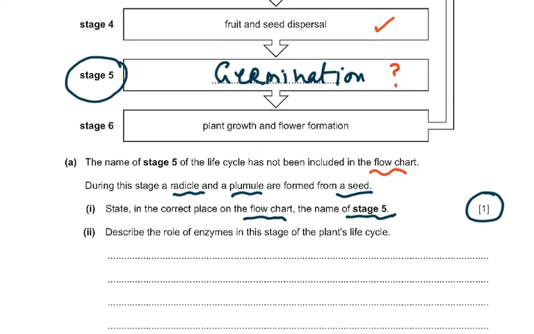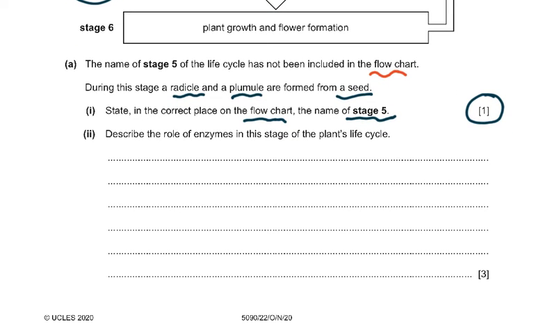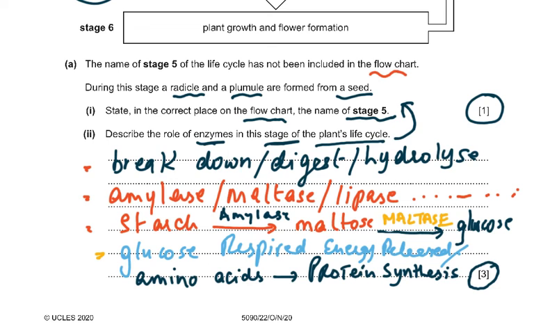Then it says describe the role of enzymes in the plant's life cycle. So that is now another 3 marks, and we will have to give the role of the enzymes in this stage, stage 5, which is the germination. Now, as you can see, the role of enzymes in the process of germination, we've done in great detail, is breaks down, or digests, or hydrolyzes. If I put a slash here, it means it can be either this or this word, but this will be 1 mark scheme point. Even if you wrote all 3 of them, it will only get you 1 mark.